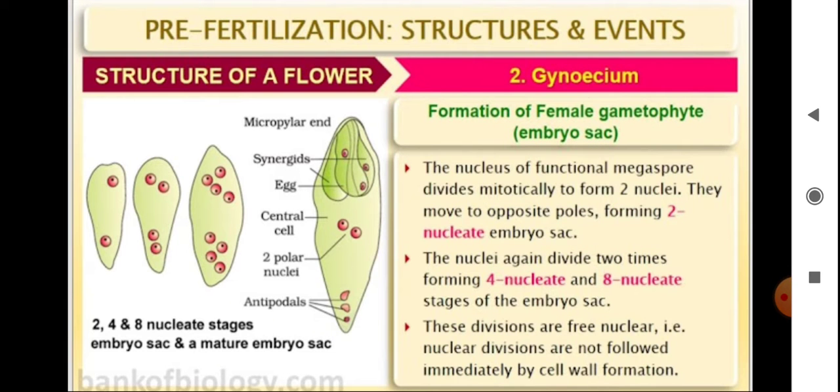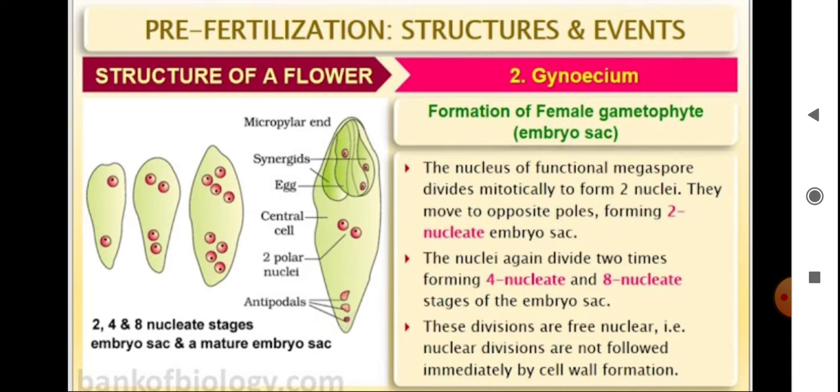The nucleus of the functional megaspore divides mitotically to form 2 nuclei. Now there was only 1. So only 1 megaspore was present. Now what happens? It undergoes mitosis and you'll be getting 2 nuclei. They move to opposite poles, forming a 2 nucleate embryo sac. The nuclei again divide 2 times, forming 4 nucleate and 8 nucleate stages of the embryo sac.